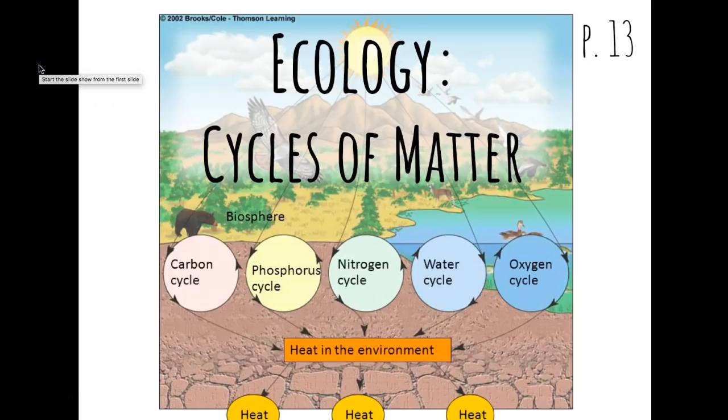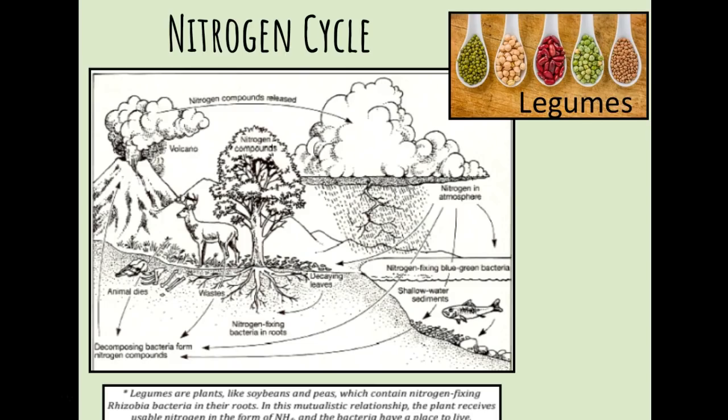Hey, super scientists. We're looking at Ecology 6 in your Ecosystems Lab notebook on page 13. This is the second part, looking at the biogeochemical processes. We're going to be looking at the nitrogen cycle and the water cycle in this note section.